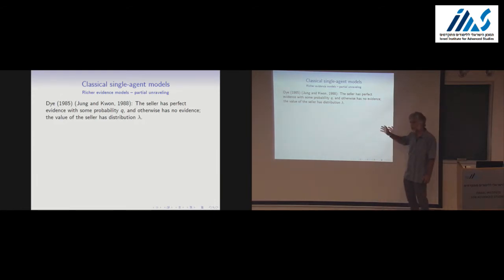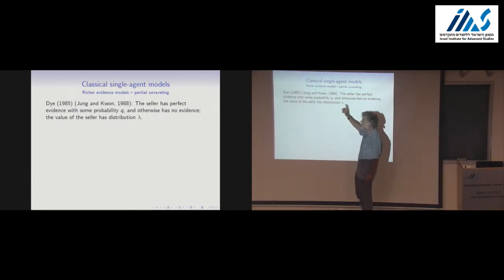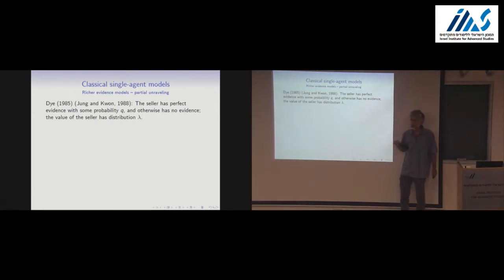In a minute, I'll translate this to the model I talked about before, what are the types and so on, just to make it very concrete. But this is the way that they describe the model. There's going to be evidence with probability Q, and a prior distribution over types, over values, which is lambda. Okay? What do we have in this case?